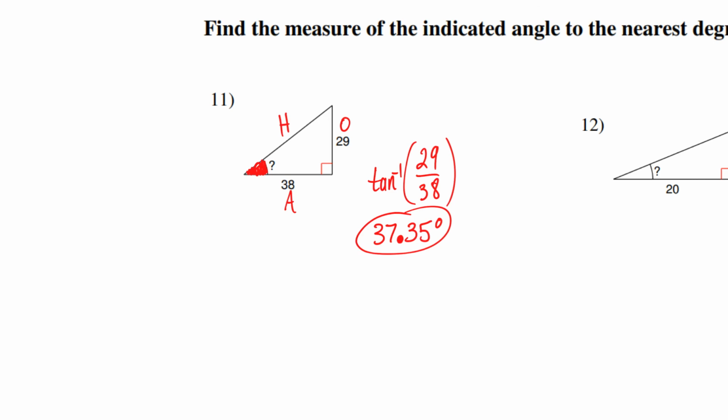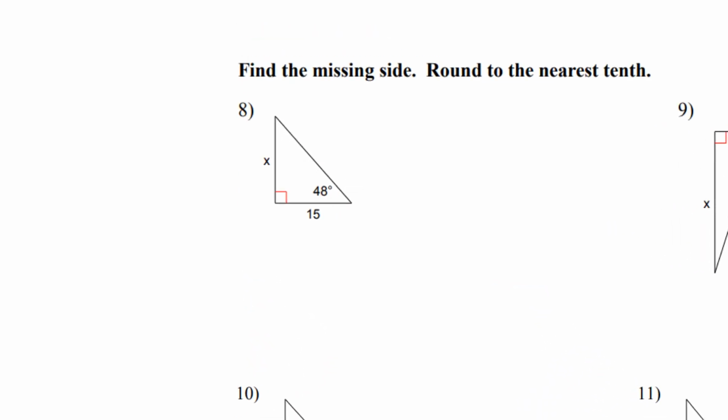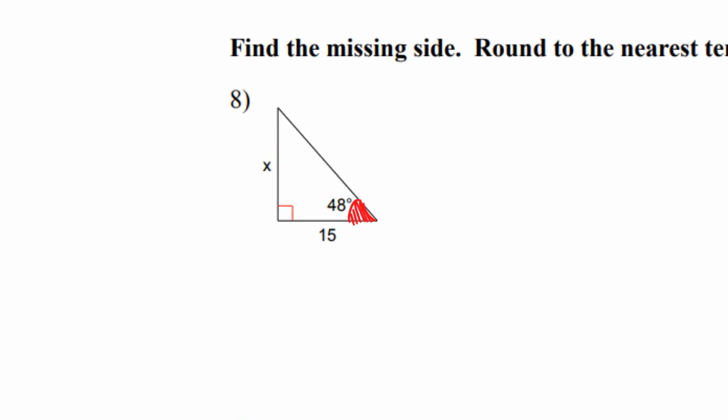Okay? Now, so all these on the front, those 4 are doing the same thing where you're looking for the angle. Now flip it over to the back and look at the first one here. So on this one, here's the angle. Which one is the H? The blank, where's the A? 15, and then the O is the X.